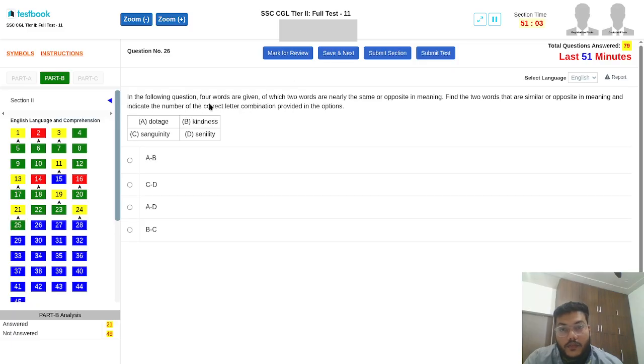In the following questions, find the two words that are similar or opposite. Dotage: similarity, A with D, B with C. Dotage means senility, kindness. Sanguine is cruel.